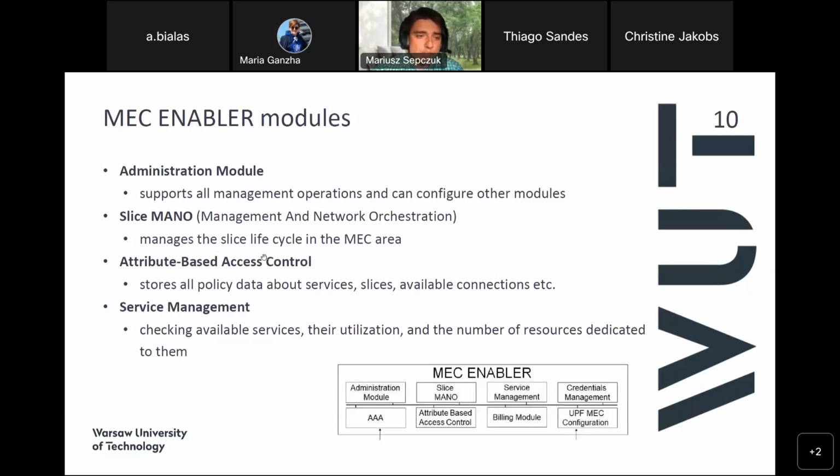The fourth module is service management, and this module allows checking available resources, so the services which are free to use, their utilization, and in general the number of resources dedicated to a particular service when the user wants to get access to the application.